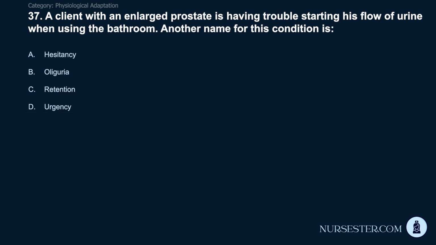37. A client with an enlarged prostate is having trouble starting his flow of urine when using the bathroom. Another name for this condition is A. Hesitancy. B. Oliguria. C. Retention. D. Urgency. Correct answer, A.